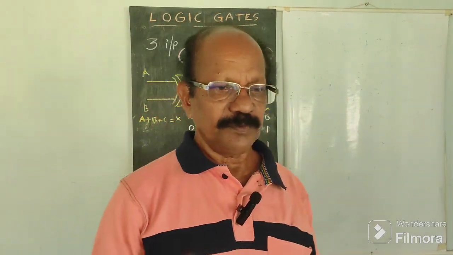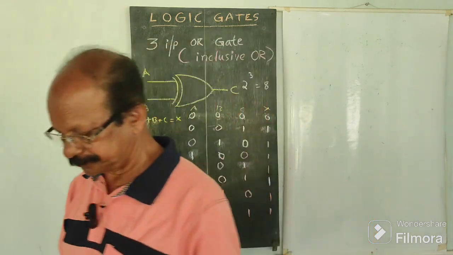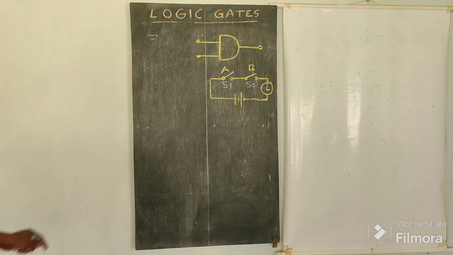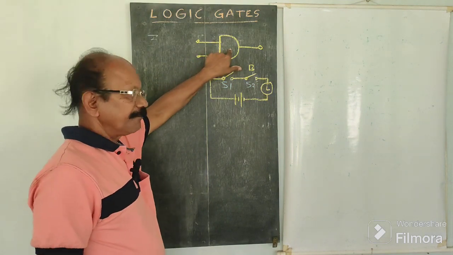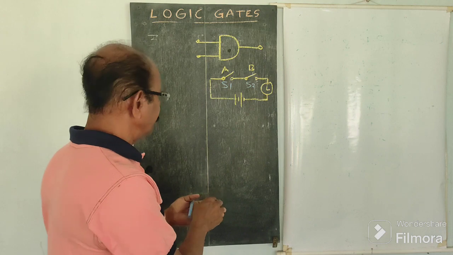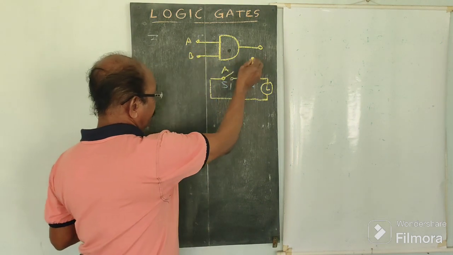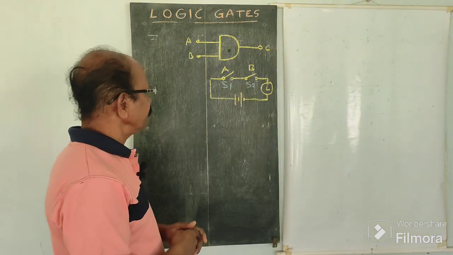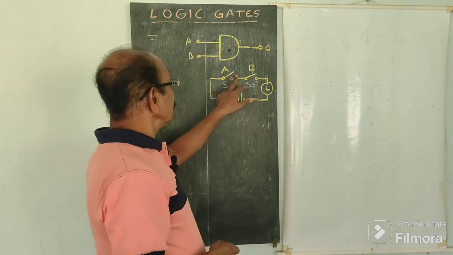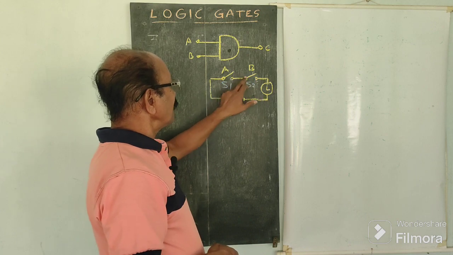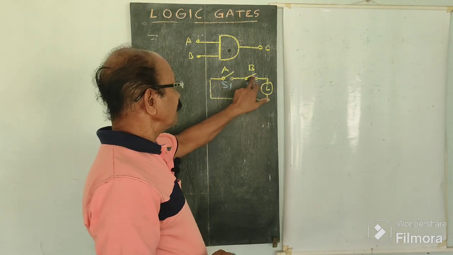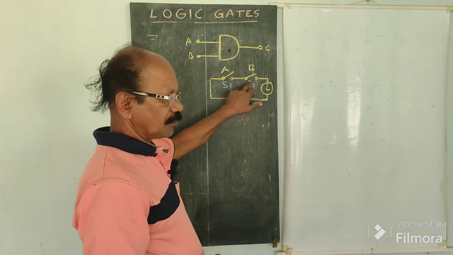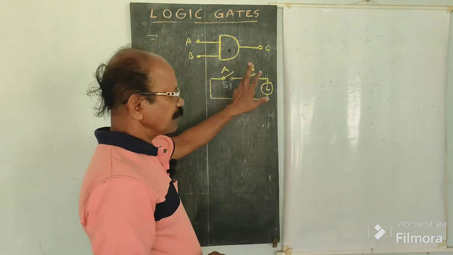And now I am going to explain the AND gate. This is the AND gate logic symbol, with inputs A, B, and output C. It is a very simple way to explain with this diagram. If both the switches are on, then the lamp will be bright. Alternatively, if it is off, the output will be low or 0. This is the meaning of this circuit, simple logic.